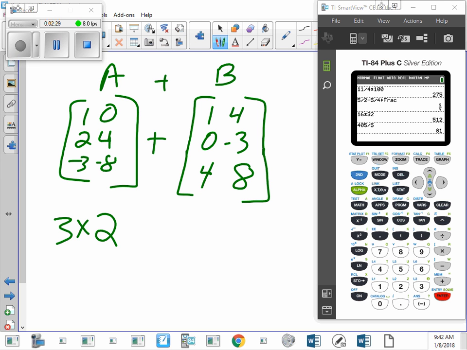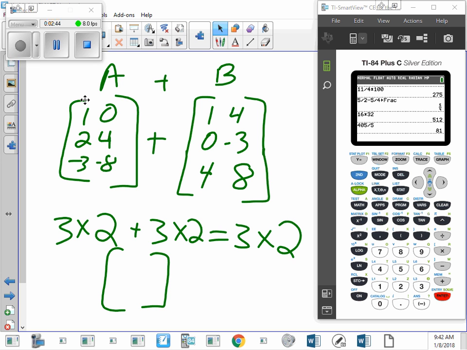You just add corresponding parts. So my result, if I take a 3 by 2 and I add it to a 3 by 2, my result is still a 3 by 2. And each one of these numbers has a position. So we would call this number here A11. So it's matrix A, and it's in the first row and the first column.